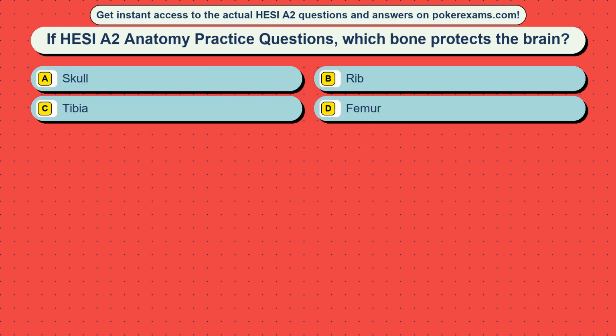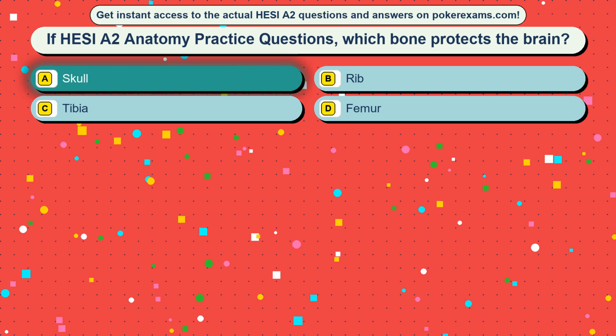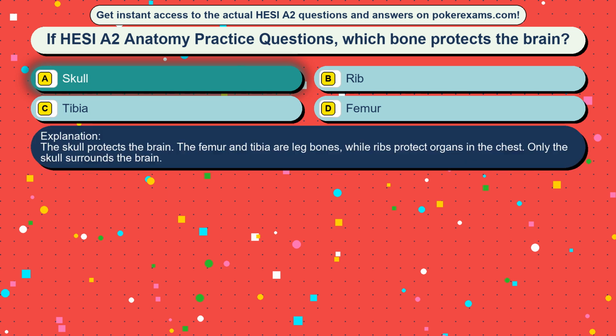Question 30. If HESI A2 anatomy practice questions, which bone protects the brain? Option A, skull, option B, rib, option C, tibia, option D, femur. The correct answer is option A, skull. The skull protects the brain. The femur and tibia are leg bones, while ribs protect organs in the chest. Only the skull surrounds the brain.